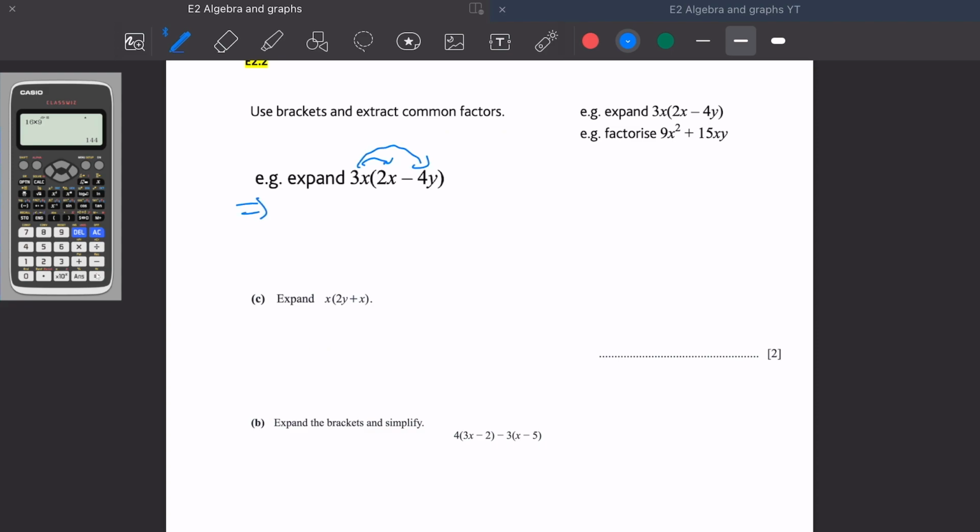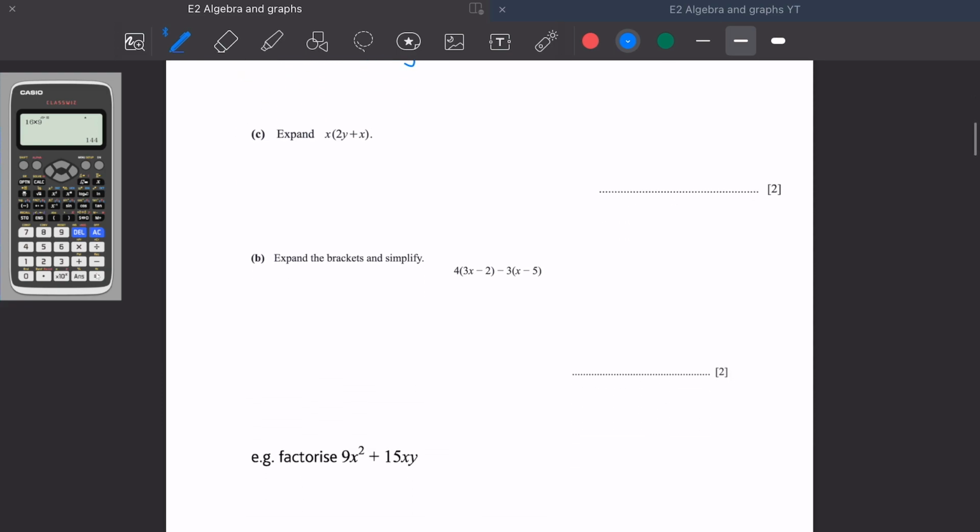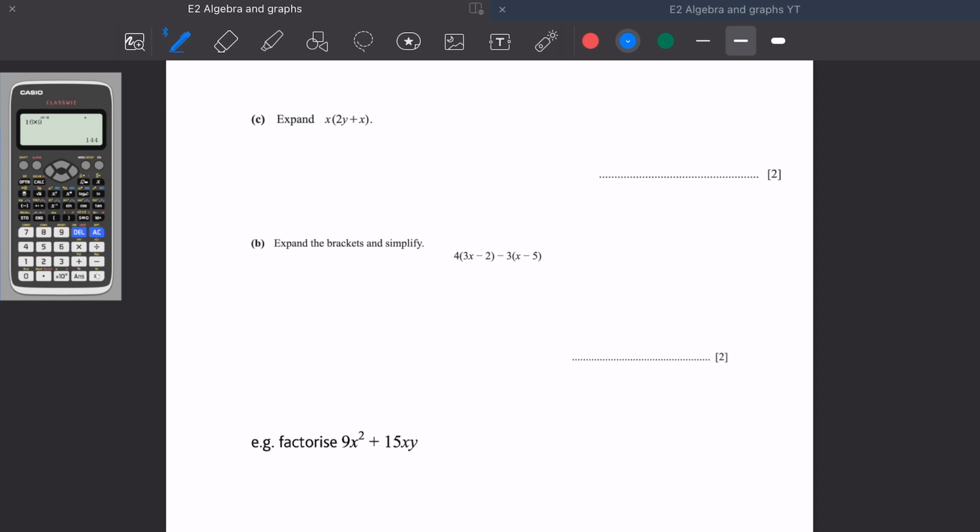So here's how you go about it. This becomes 6x squared minus 12xy. That's your answer. Next question is expand x into 2y plus x. Again, you multiply x with each term in the bracket. So it becomes 2xy plus x squared.